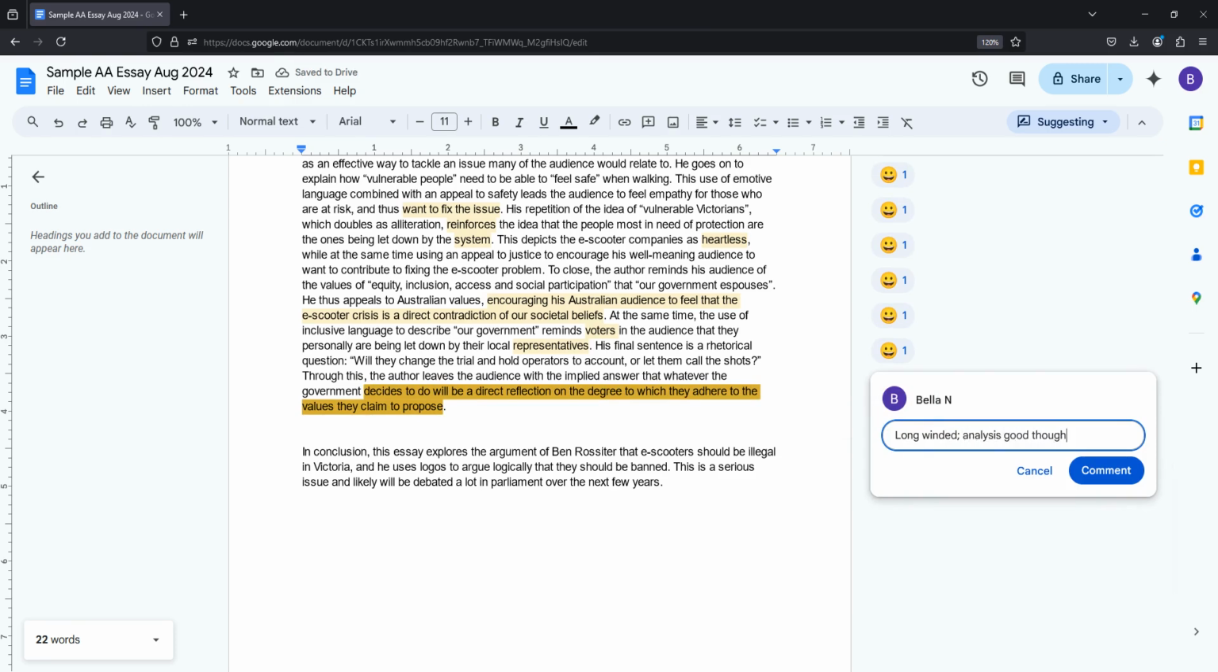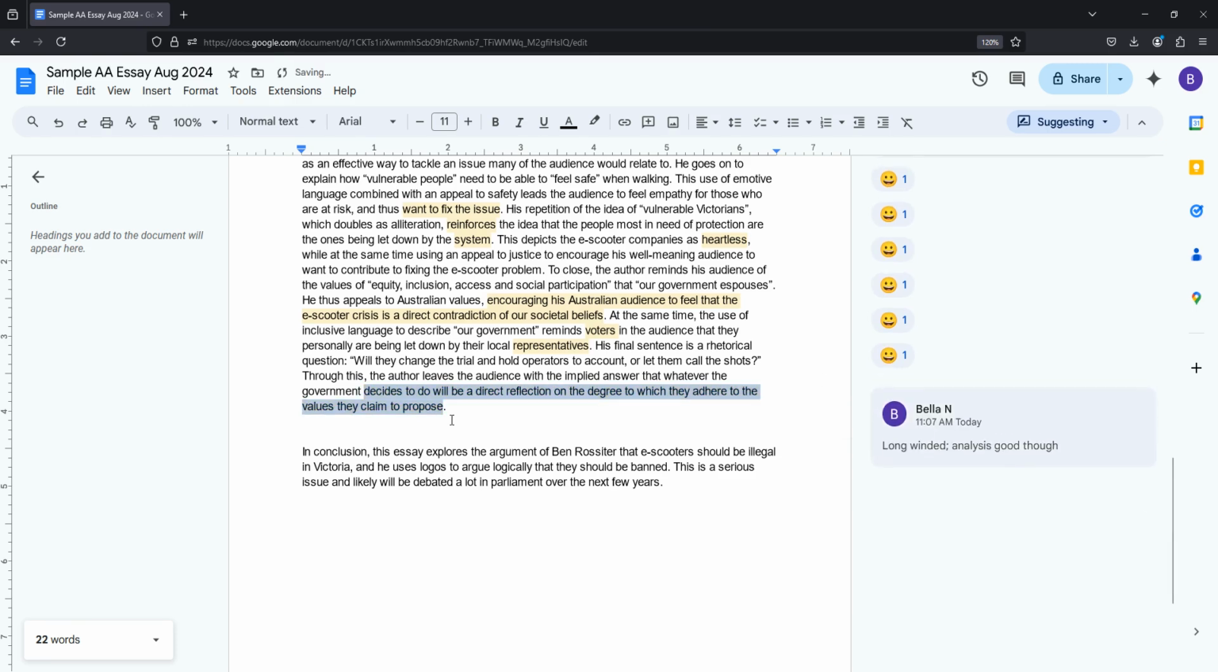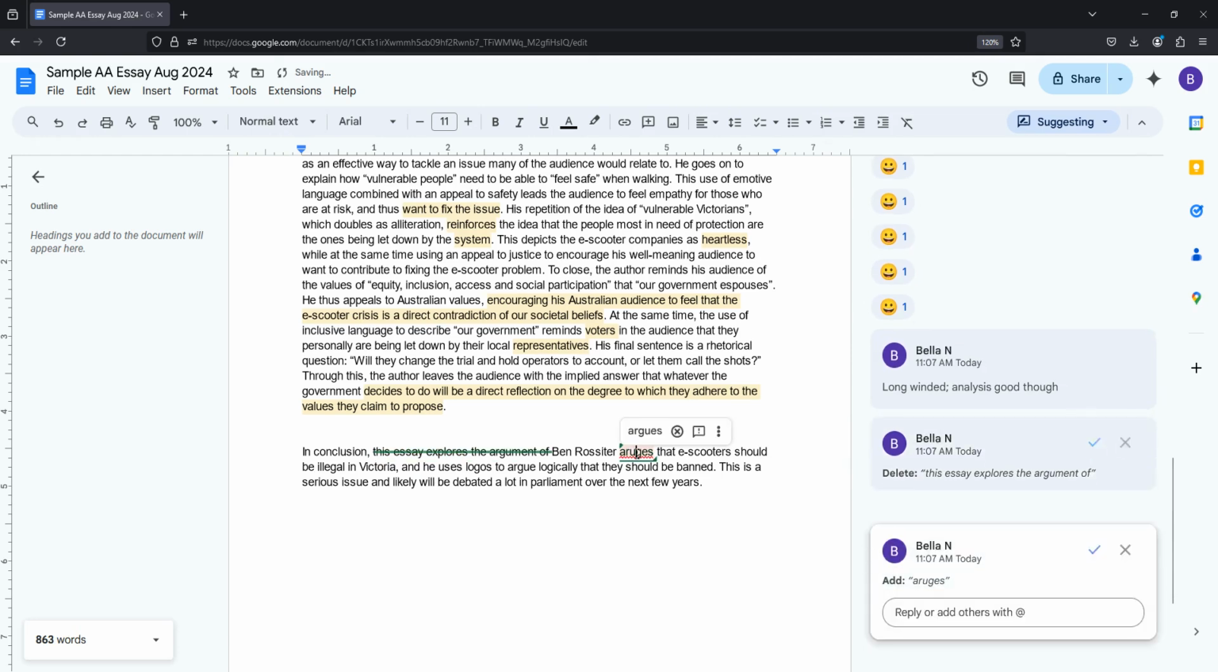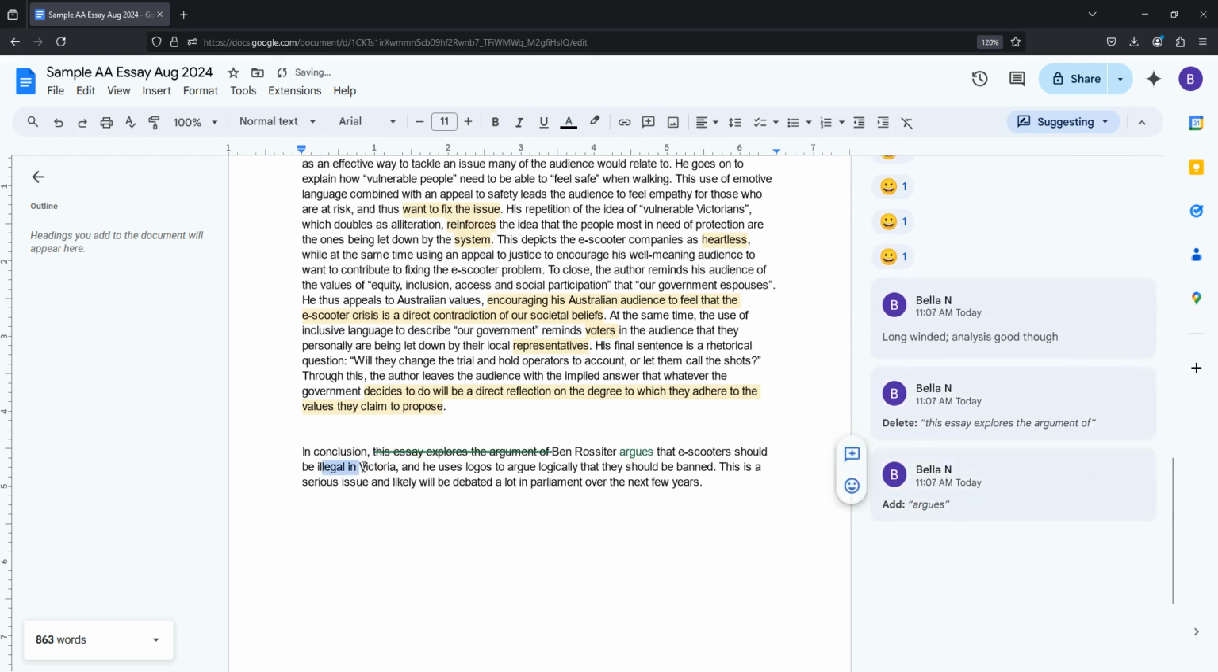The analysis is good, however. Okay, it doesn't really have a linking sentence, although that's not fatal. Some schools don't care as much about linking sentences as they used to. In conclusion, this essay explores... I wouldn't bother with that. In conclusion, probably we could just say Ben Rossiter argues that e-scooters should be illegal in Victoria.